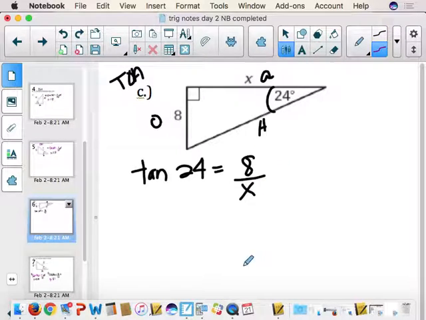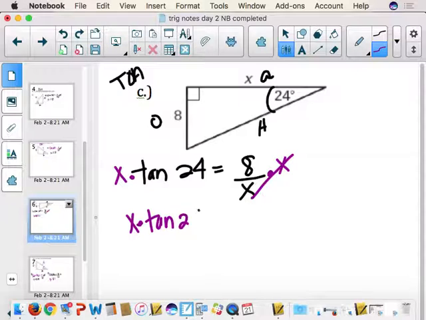So I'm going to show you the long way here. It's a two-step process to get X by itself. And then I'm going to show you a one-step shortcut. But I want you to understand where this comes from. So if we're trying to get X by itself, we're going to multiply both sides by X because we can't work with anything in this denominator. We have to get rid of it. So when I do that, I'm left with X times the tangent of 24, and I have 8 by itself over here on the right side.